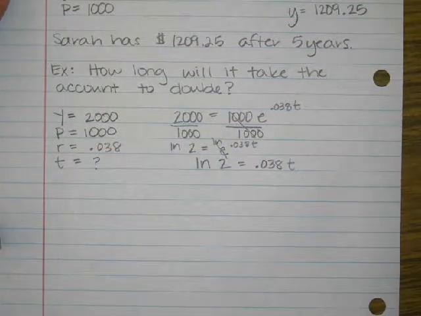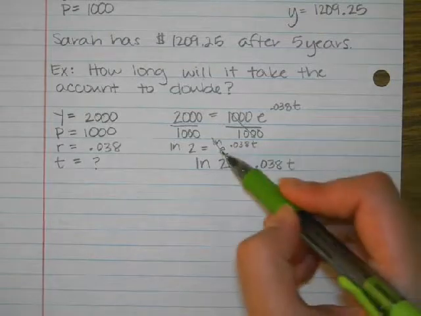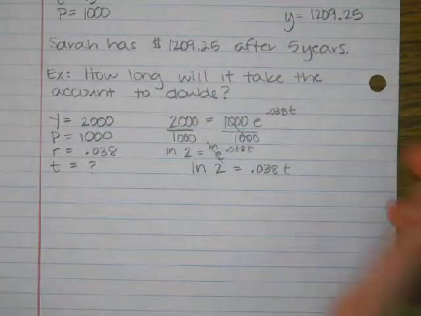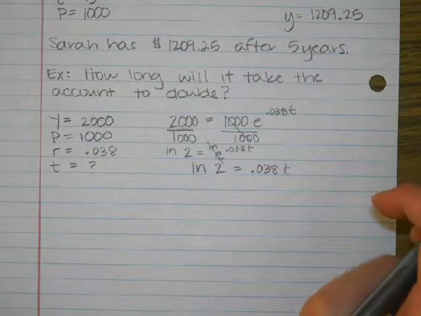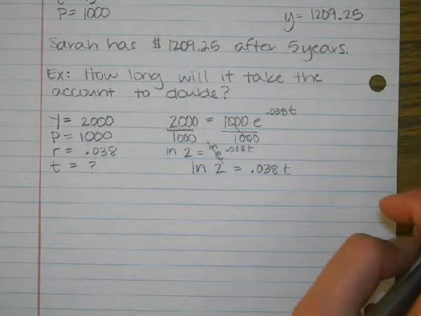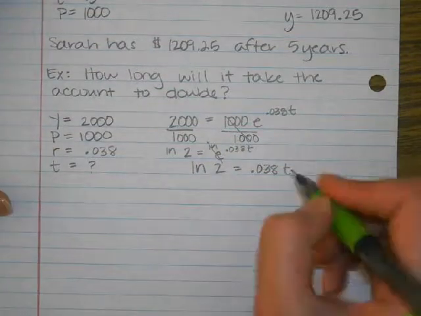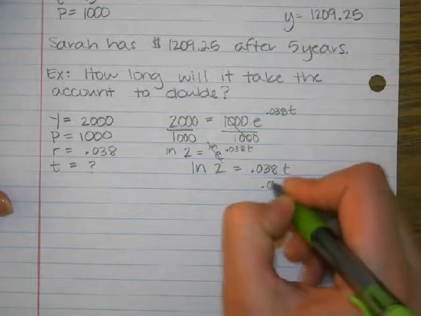So why did this problem look so much nicer than the last one? Yeah, the base was E instead of the base being the parentheses. That's why it looks so much nicer. Okay. All right, so ln2 equals 0.038t, and then how do we get t? Divide by 0.038.